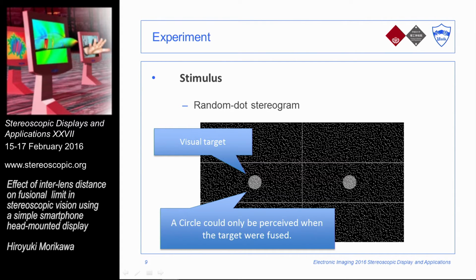To determine the fusion, the visual target was designed such that the circle could only be perceived when the target images were fused. The disparity of the visual target was controlled by moving the circle to the left or right. In addition, to avoid vertical disparity occurring from rotation of the smartphone, white horizontal lines were placed at the top and bottom of the target.